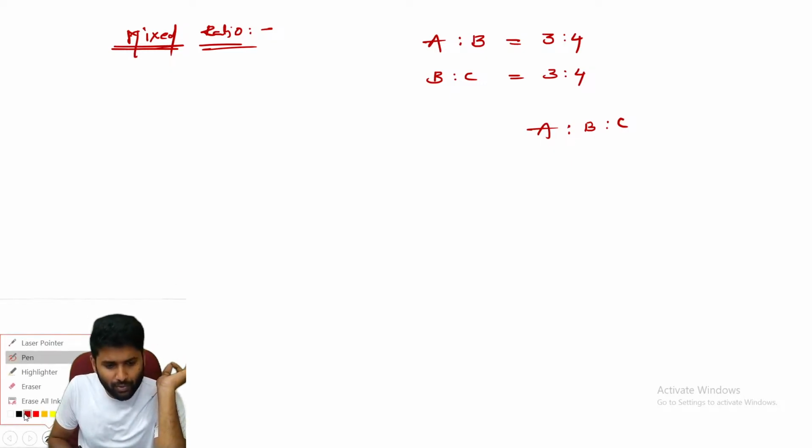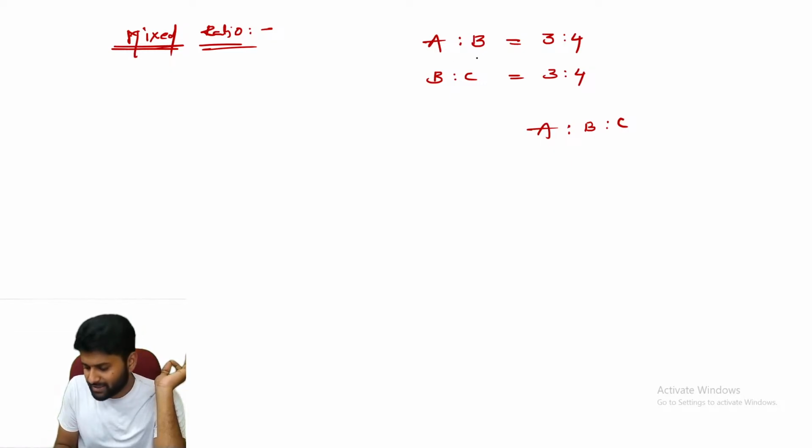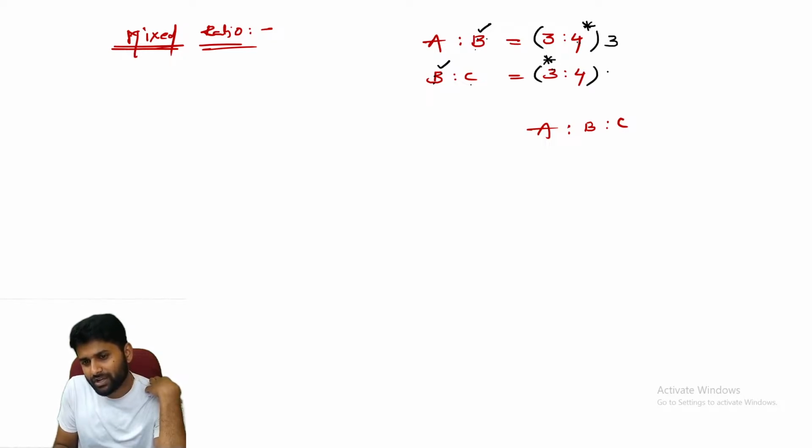Now if you observe both the expressions, in A is to B, B is a common element, and in B is to C, again you can see B is a common element. Here the concept says that if an element is common, the element's position must be common. Guys, if an element is common, the element's position must be common. Now how are we going to equate both the ratios? We should multiply the above ratio with 3, the below ratio with 4. Now you will get the new values.